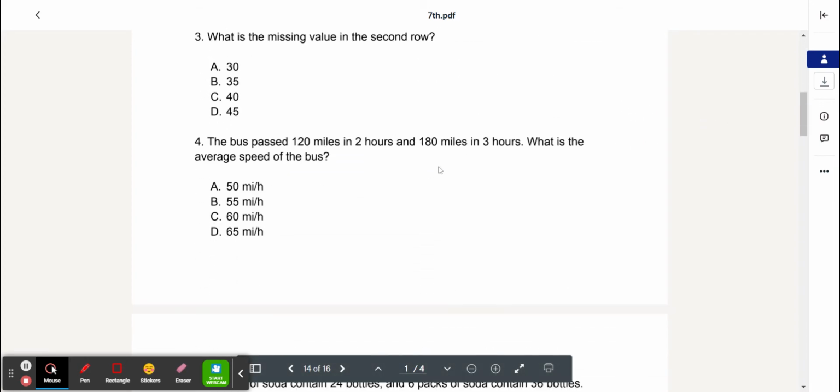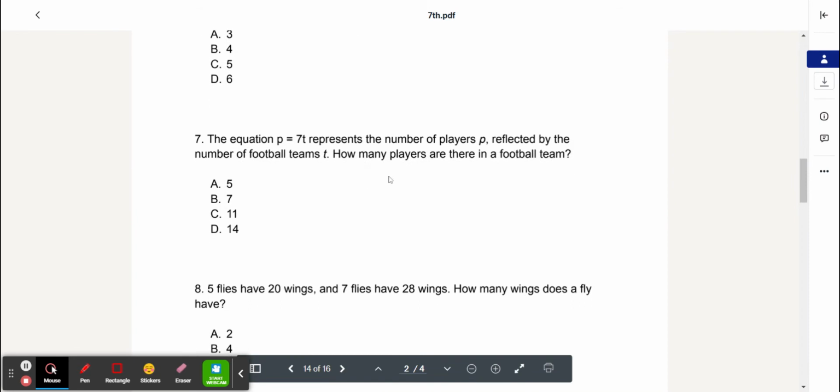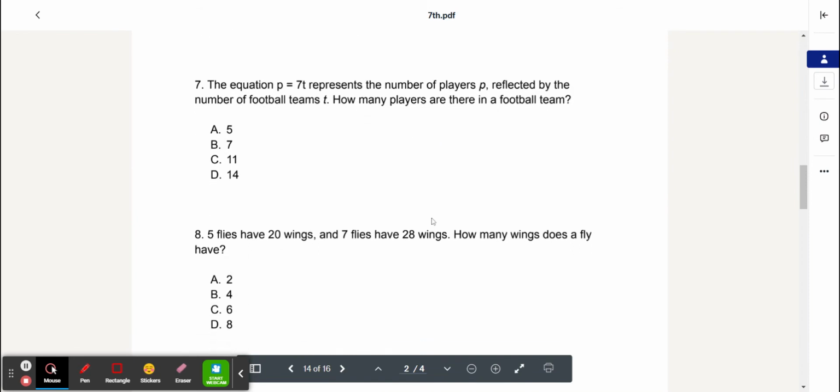So, for the first one, let's scroll down and try a harder problem. How about number 7? The equation P equals 7T represents the number of players P reflected by the number of football teams T. How many players are there in a football team?